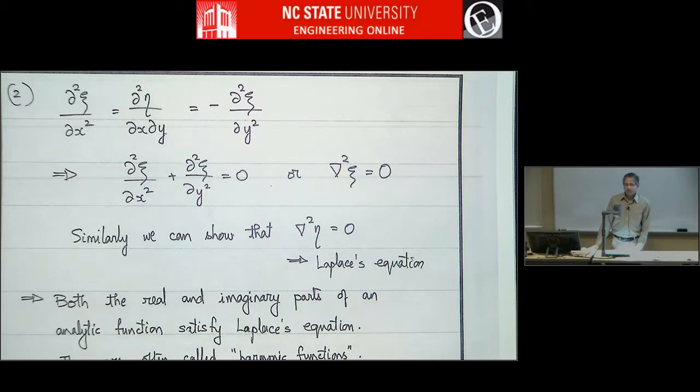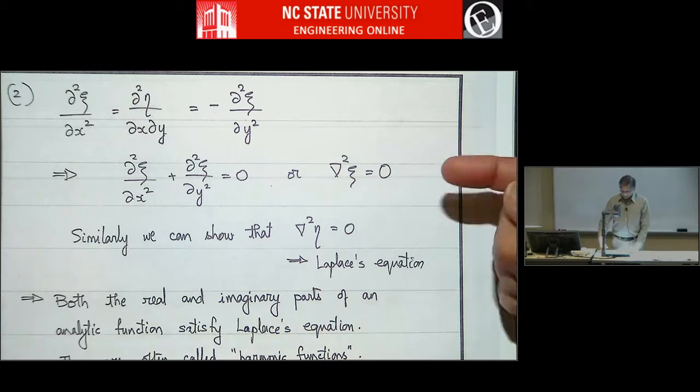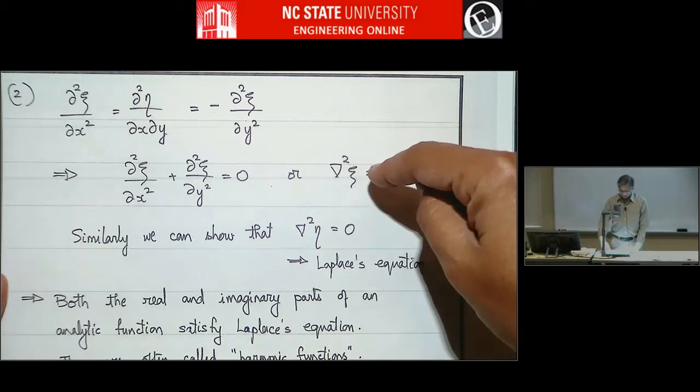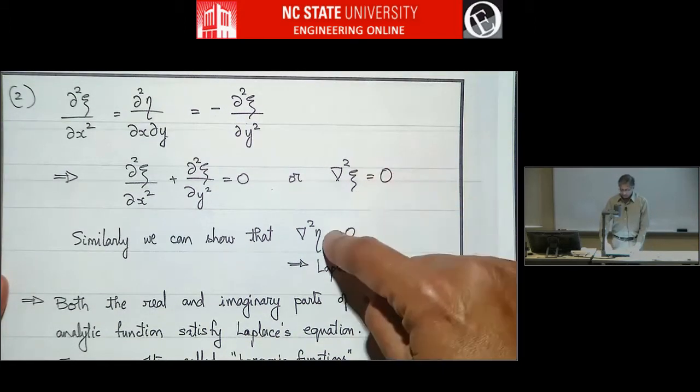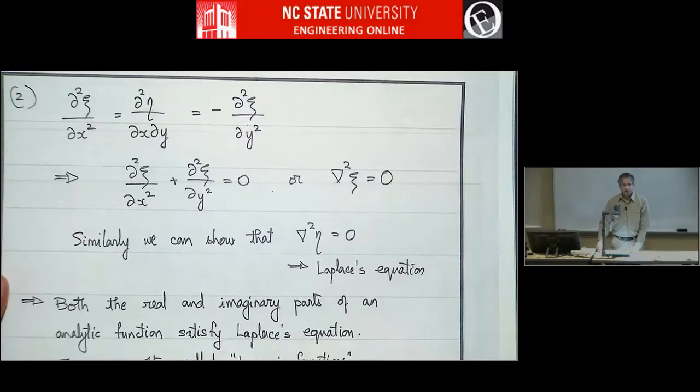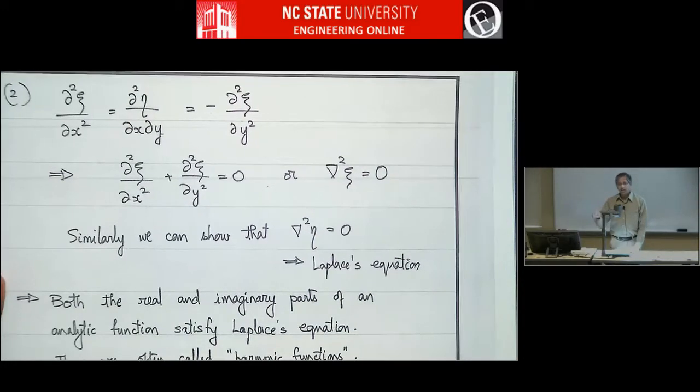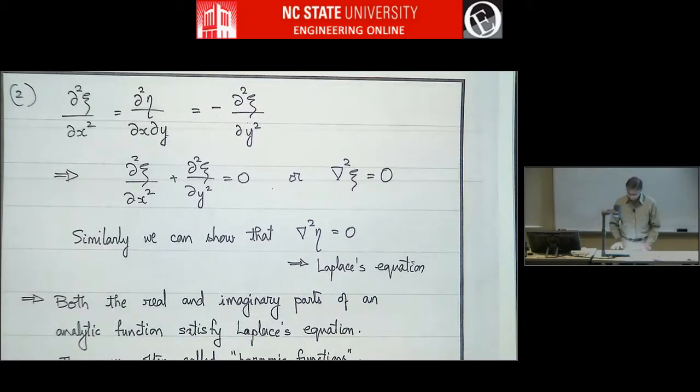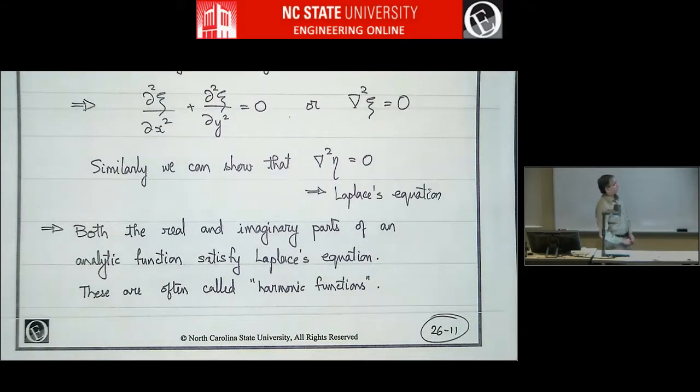Stream function and velocity potential. So stream function and velocity potential satisfy Laplace's equation, and they represent potential flow. Now we start to see some connection. In a similar way, the real and imaginary parts of an analytic complex function also satisfy Laplace's equation. And so in complex variables, these are called harmonic functions.